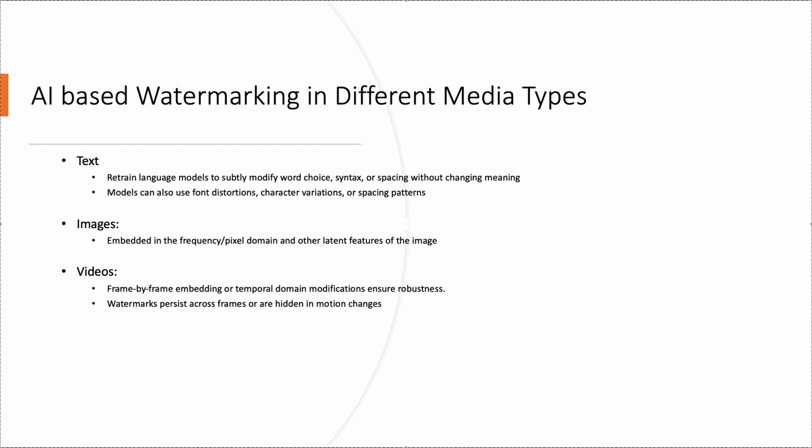Moving to images, this is probably the most mature application of AI watermarking. Neural networks are trained to embed watermarks into both the frequency domain and the pixel domain simultaneously, but they also work with latent features, the deep, abstract patterns that neural networks naturally understand. Here's what makes AI superior to traditional methods. A traditional watermark might break if you crop 30% of an image or compress it heavily. But an AI-trained watermark learns to distribute itself across the entire image in a way that survives these attacks.